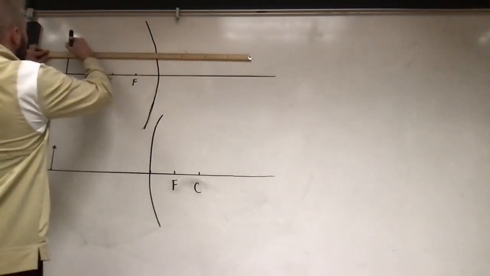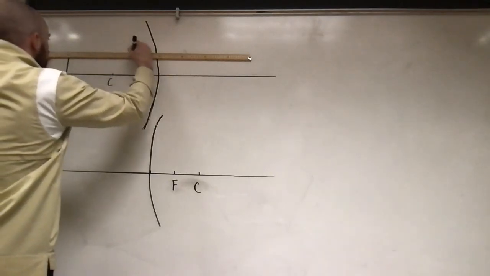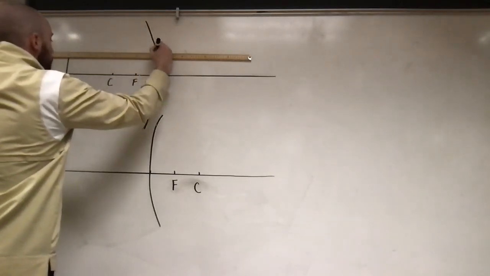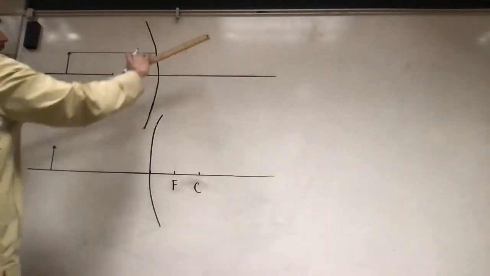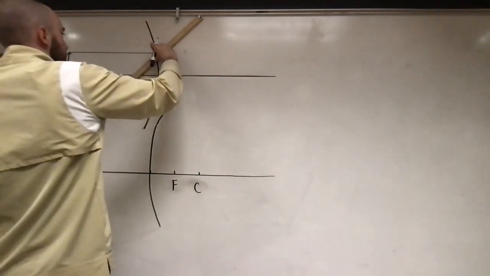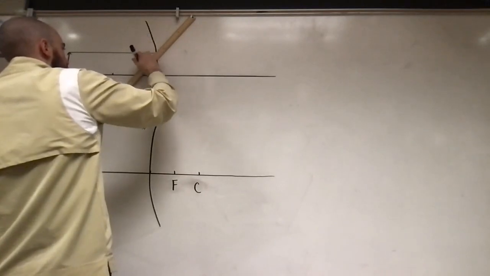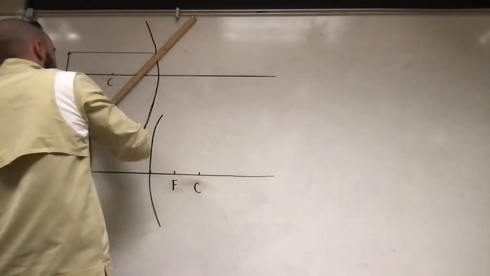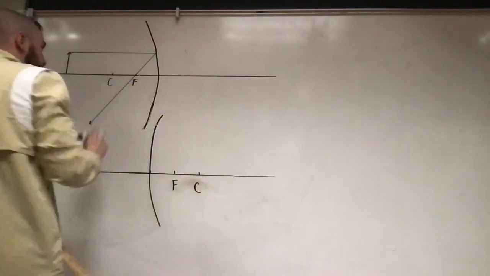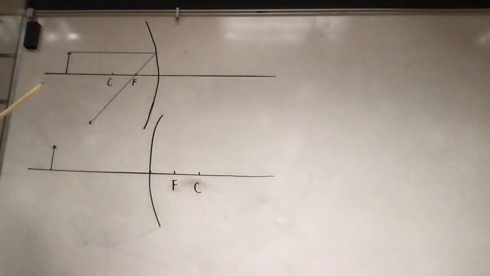We draw in parallel rays to the principal axis. Then we take that. When it hits the mirror, it's going to reflect back through the focus. Hopefully you guys, when you're doing this, are using a straight edge. Otherwise, you're not going to get the best images. We know these are going to be real because our rays should cross.